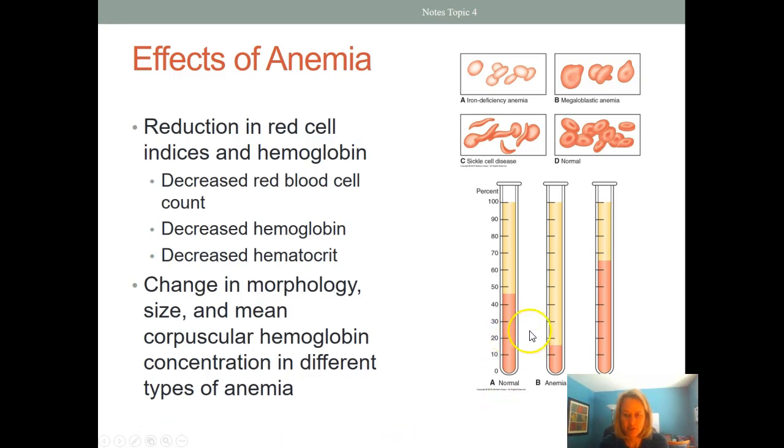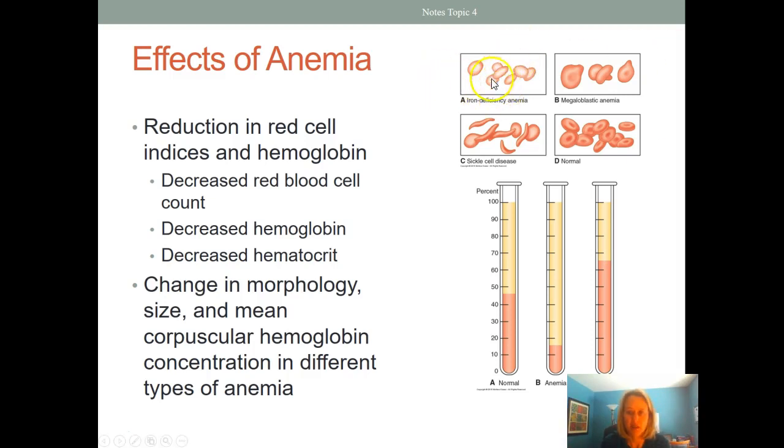This figure here shows a reduction in hematocrit. So this is normal, about 45% hematocrit. That's percentage of red blood cells in whole blood. In anemia, we see that's reduced. And polycythemia, which we'll talk about later, we see that's increased. We can also see changes in morphology, size, mean corpuscular hemoglobin concentration in different types of anemia.